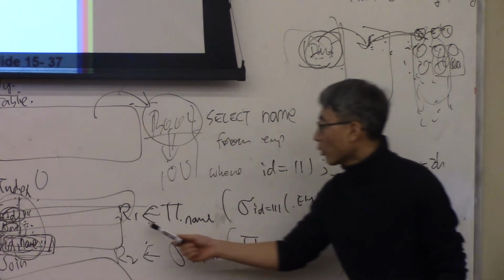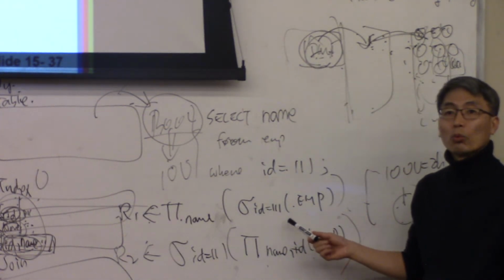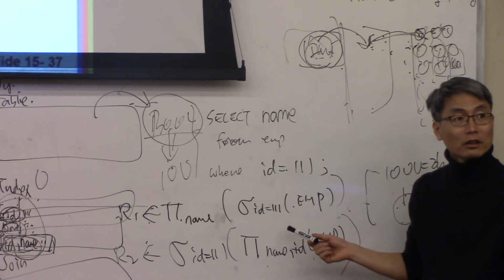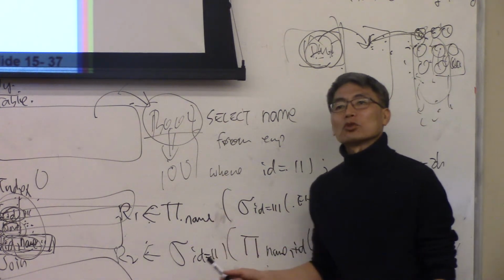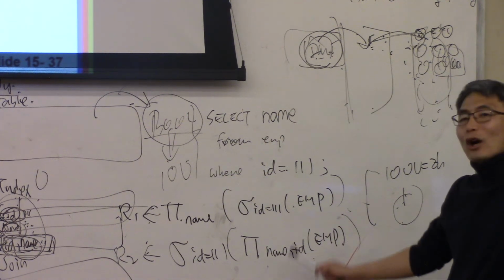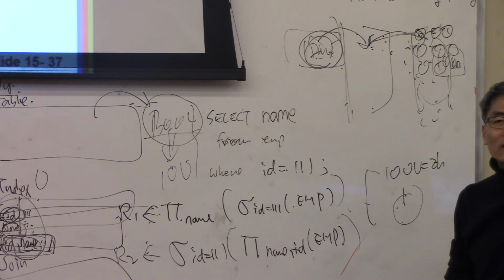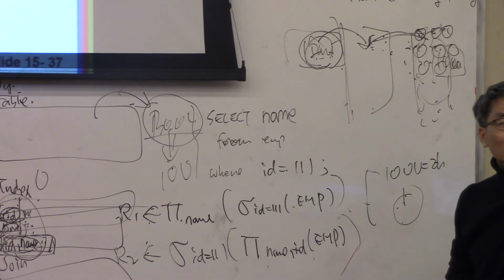You return only the name where ID is equal to 111. Okay? Then, performance, which one will be faster? Number 1, R1. Number 2, R2. Number 3, same. Number 4, I don't want to think. Number 1?